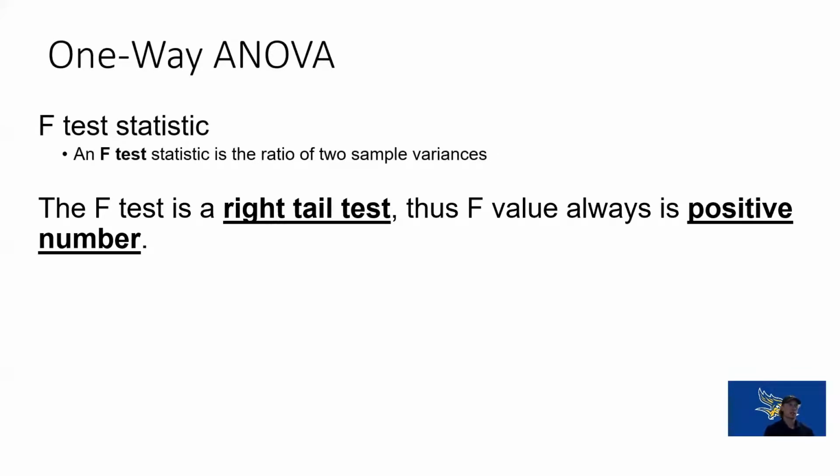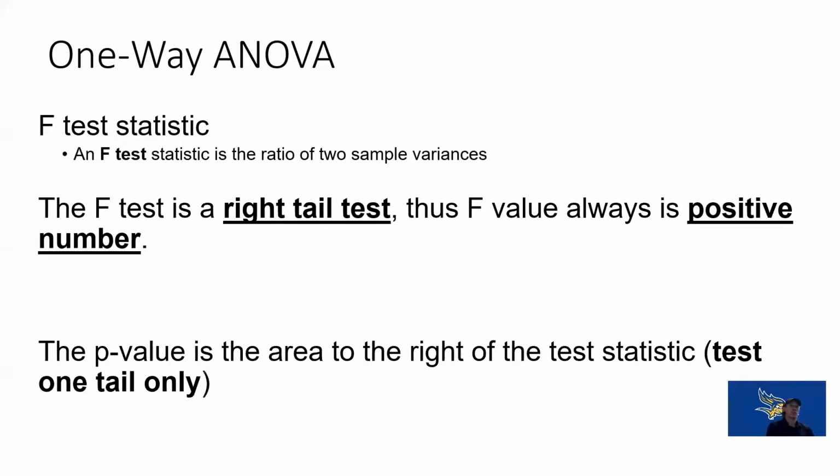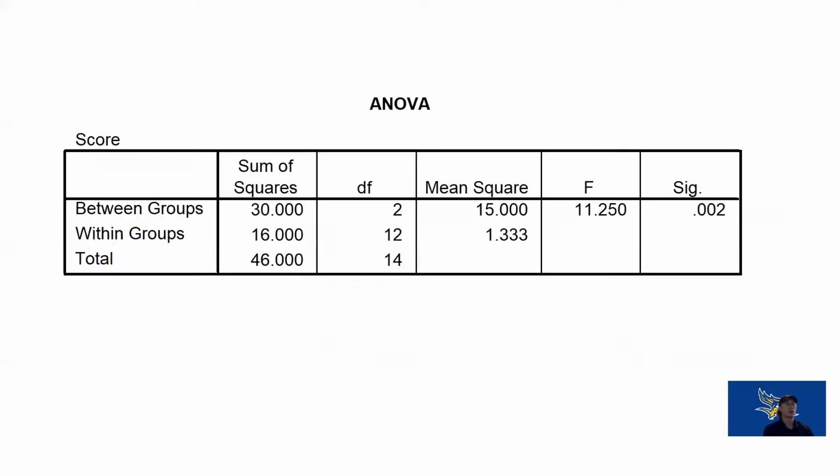So this F statistic is always right-tailed. It's always going to be a positive number. We're always directional: yes, there is a difference, or no, there's no difference. There's no direction to whether the difference is less or more. The p-value is one tail only, but we haven't talked too much about tails, so don't worry here.